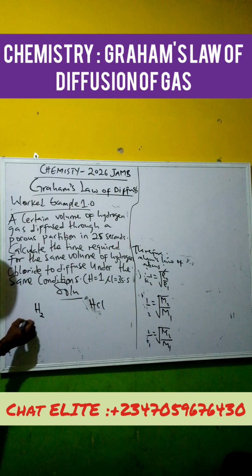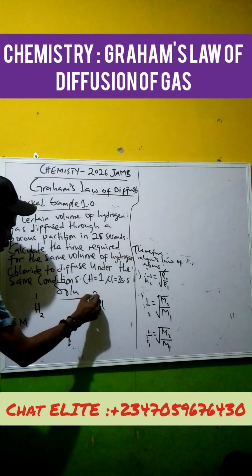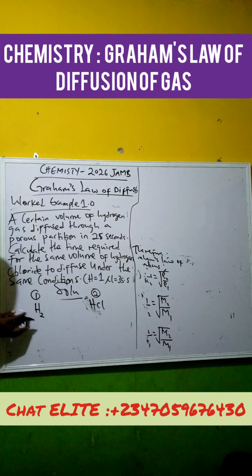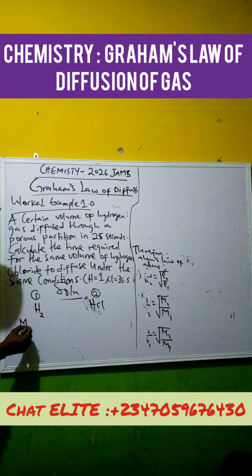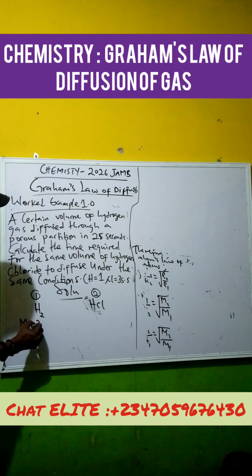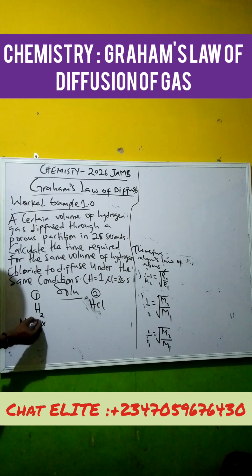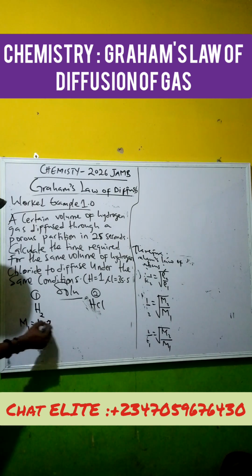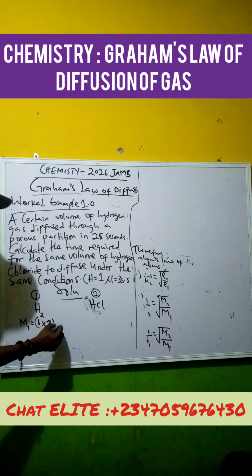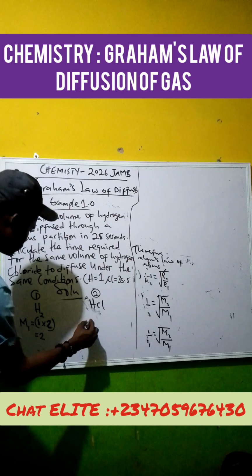So what's the relative molecular mass? Let's say this one is 1 and this one is 2, the first compound and the second compound. Our M1 here is, if you calculate the relative molecular mass, 1 times 2, the 2 that you have here. So you're having 2.